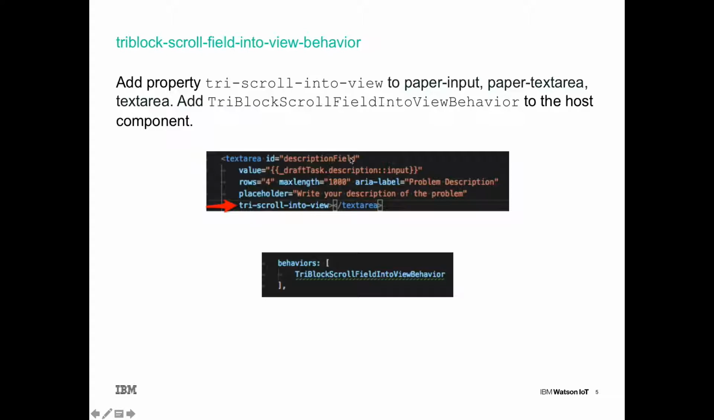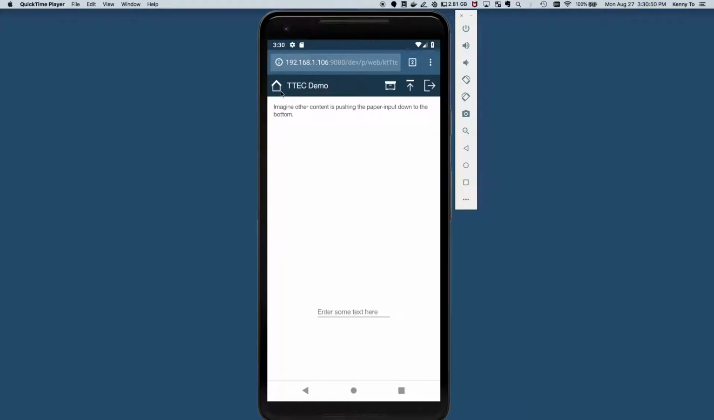And how do you implement this? Of course you would add the try-scroll-into-view property to the paper input field. It could be a paper input, paper text area, or text area type of component. And you would also make sure to import the triblock-scroll-field-into-view-behavior to the host component as shown here.